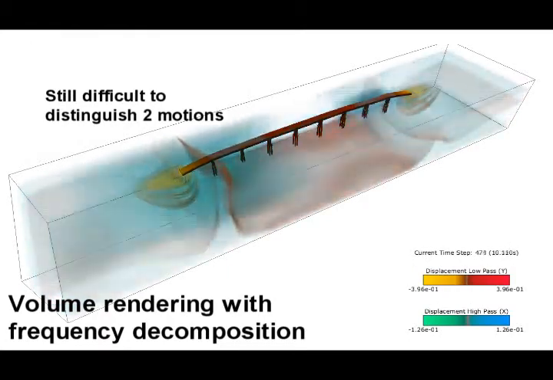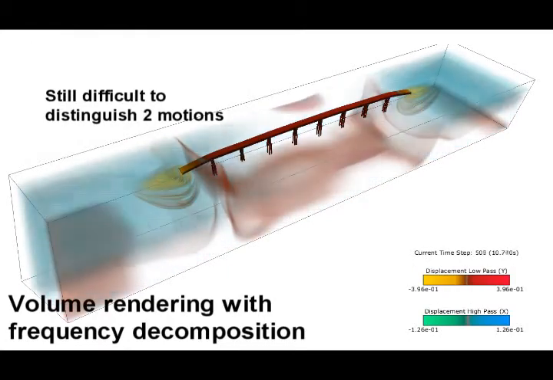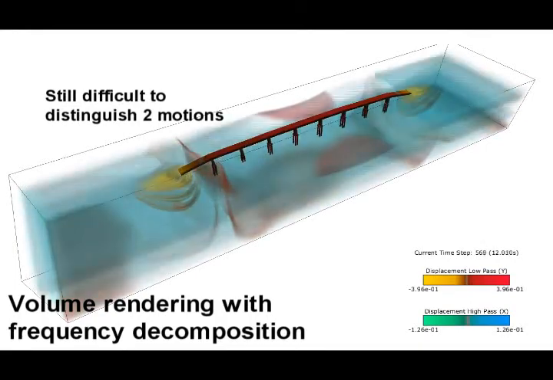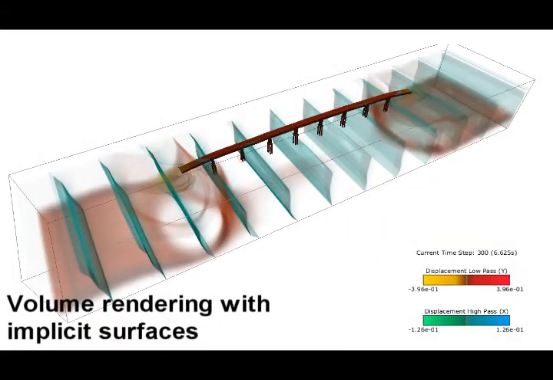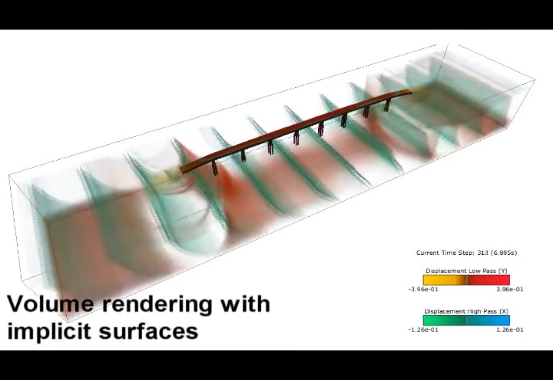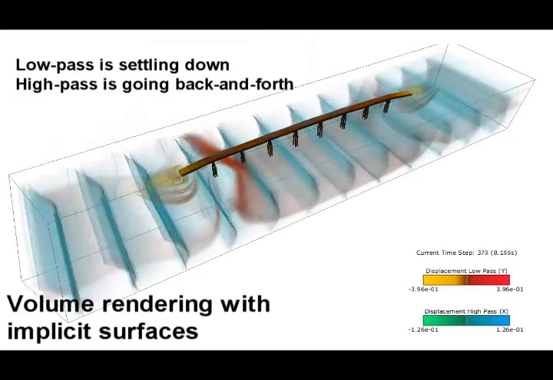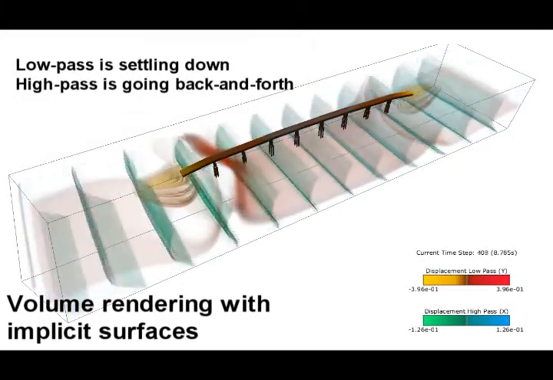However, even with the different transfer functions, it is still difficult to get a sense of the high-pass back and forth motions using volume rendering. Instead, we propose using deformable, implicit surfaces to display the high-pass band. Here the surfaces are superimposed with the low-pass parts displayed using volume rendering.